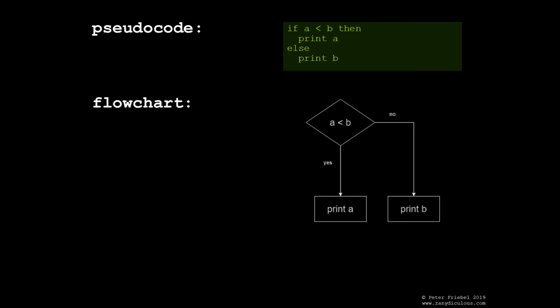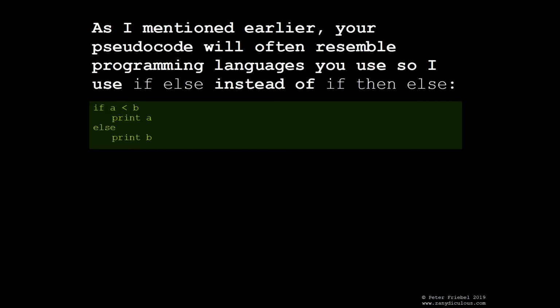In a flowchart, you would draw the same thing by using a diamond, which is the test, A less than B, and then, based on the result of that expression, follow yes or no. And that would result in the print A or print B statement, or instruction step. As I mentioned earlier, your pseudocode will often resemble programming languages you use, so I use if-else instead of if-then-else. You see, if A is less than B, print A, else, print B.